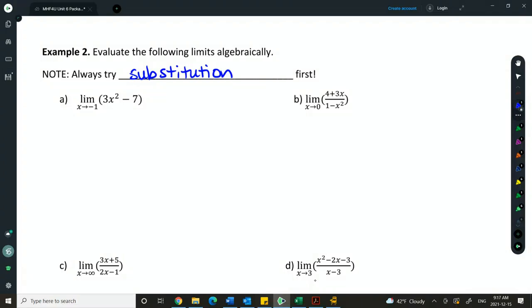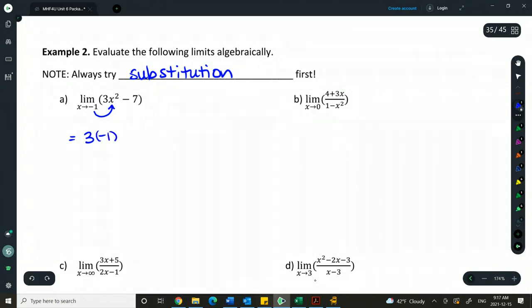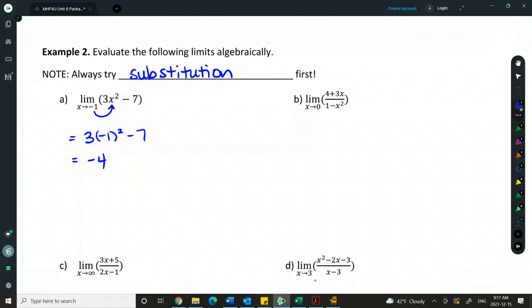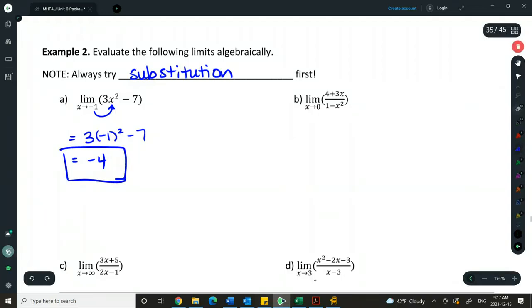Okay, so if I try to evaluate part A, if we try substitution, I drop the limit notation as soon as I substitute. And then we just calculate, right? So we'll do 1 squared times 3. That's going to be 3 minus 7 is -4. This is a fine answer. If we get a regular number, that's what the limit is equal to, and that's good, okay? So this one's good. The limit as x approaches -1 is -4 for this function.